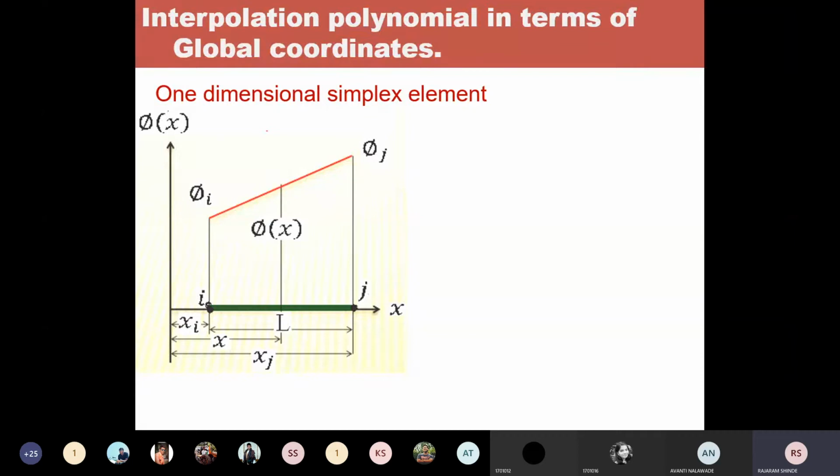Okay, here we will discuss interpolation polynomial in terms of global coordinate system. That means we will formulate the interpolation polynomial in terms of global coordinate system for simplex elements. Now we will limit our content up to two-dimensional elements. Why? Because if we go for three-dimensional elements, the process is the same as for two-dimensional elements, but the number of equations is more, and it is time consuming.